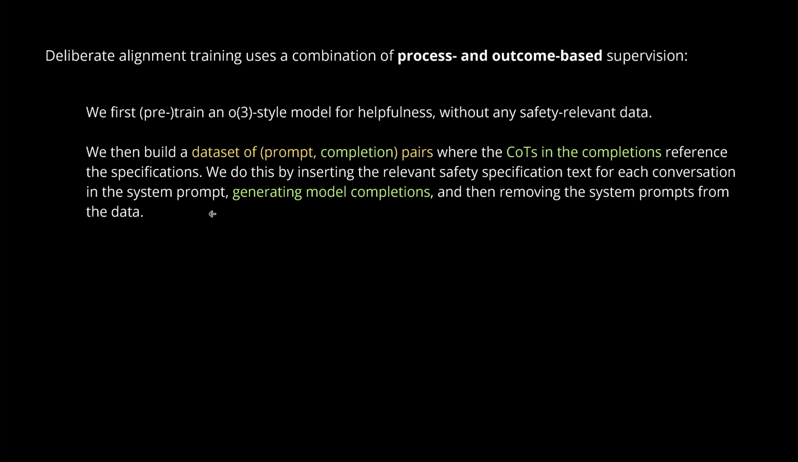This is nice, so that they take a model, they put here the safety specs in the system prompt, and then the model itself generates here the model completion in the pairs. And then what they do, they just remove the system prompt from the data, and then they are left with a data set of pairs where you have the prompt and the completion that is now in each specific case reflecting the safety instruction on the safety specification.